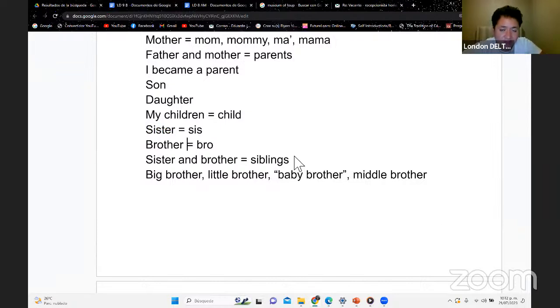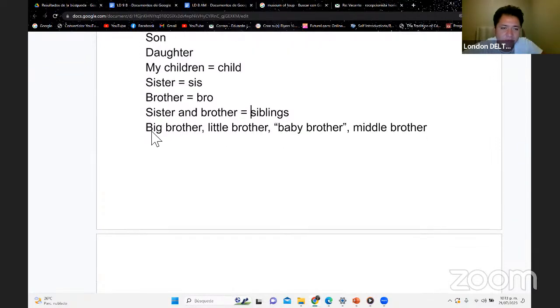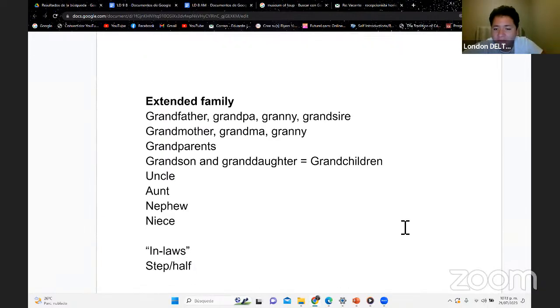So remember, sister and brother, but when you have them together, you will try to say siblings, all right? Siblings, va juntos, siblings. Entonces, no brothers. Brothers solamente si solo tienes hermanos varones, right? Okay, so we have also the big brother, little brother, or the baby brother, the middle brother, right? The same can be big sister, little sister, middle sister. Okay, can you please help me read the next vocabulary, please, Gabriel?